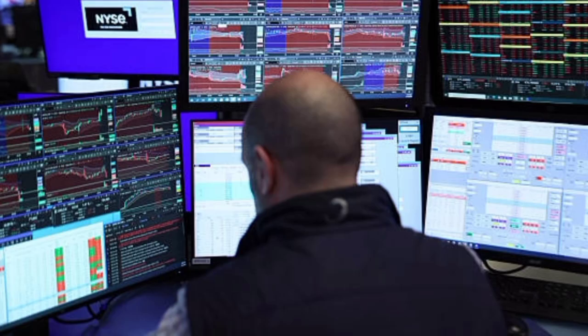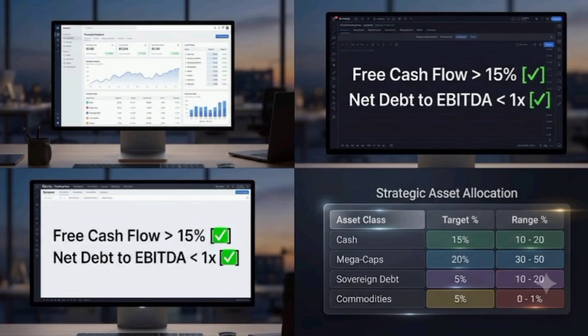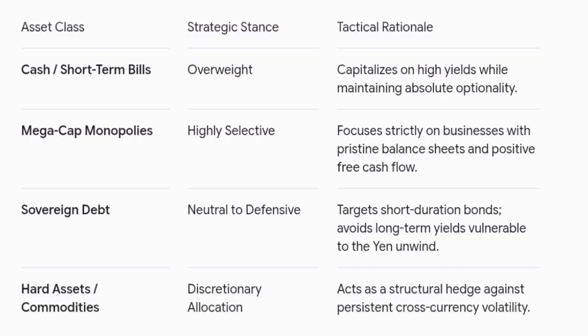Navigating this complex global inflection point requires an immediate shift from aggressive capital appreciation to strategic portfolio defense and risk mitigation. Asset class, strategic stance, tactical rationale. Cash, short-term bills: overweight, capitalizes on high yields while maintaining absolute optionality. Mega-cap monopolies: highly selective, focuses strictly on businesses with pristine balance sheets and positive free cash flow. Sovereign debt: neutral to defensive. Targets short-duration bonds, avoids long-term yields vulnerable to the yen unwind.